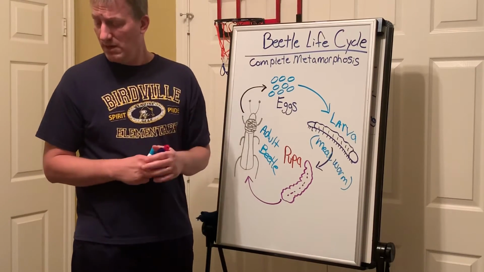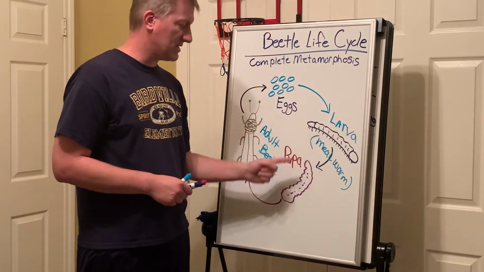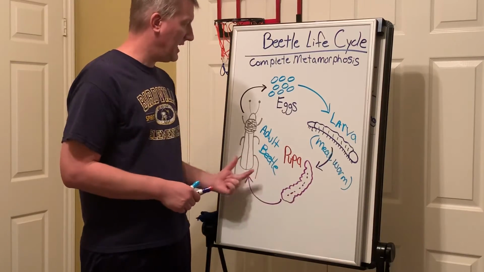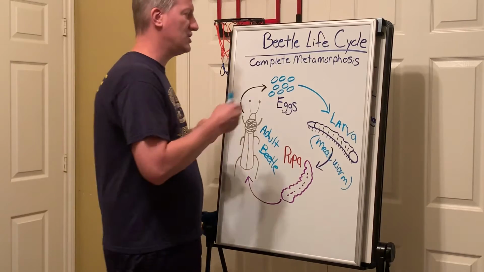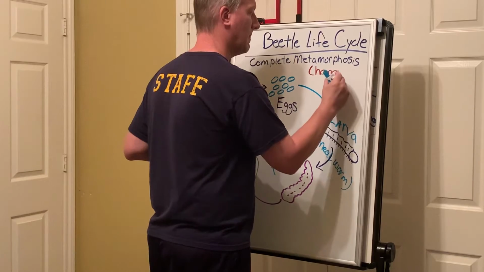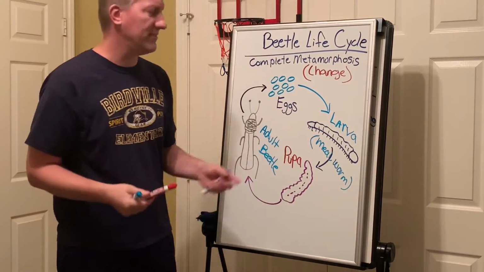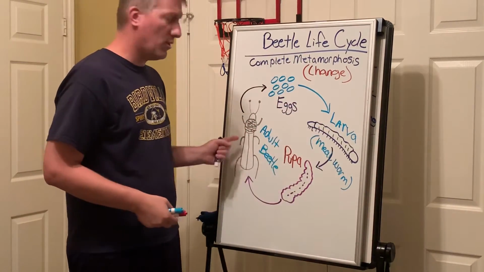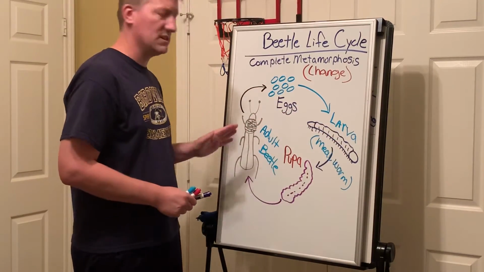Now, when an animal goes through 4 stages, and in each one of those stages it changes, that's where we get metamorphosis. Metamorphosis means change. So if we go through a metamorphosis, we go through a change. A complete metamorphosis is when the 4 stages are totally different.